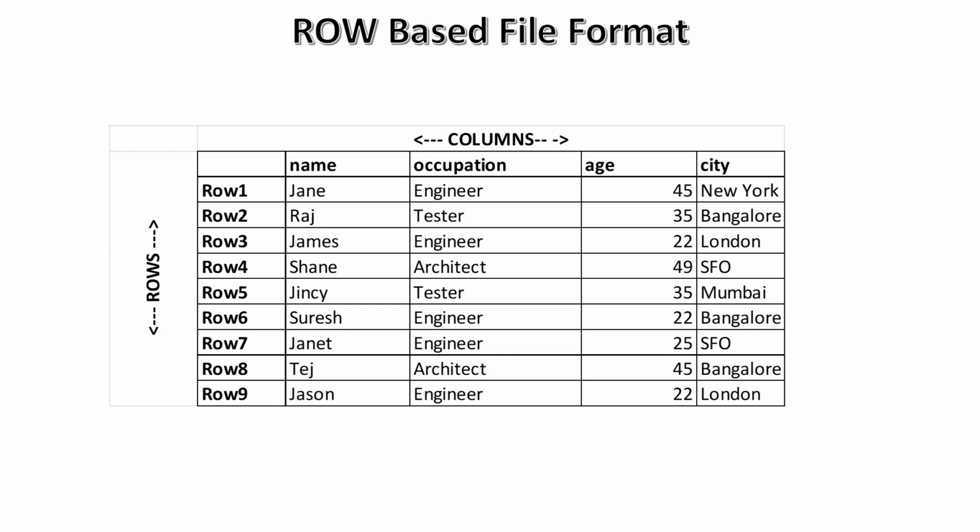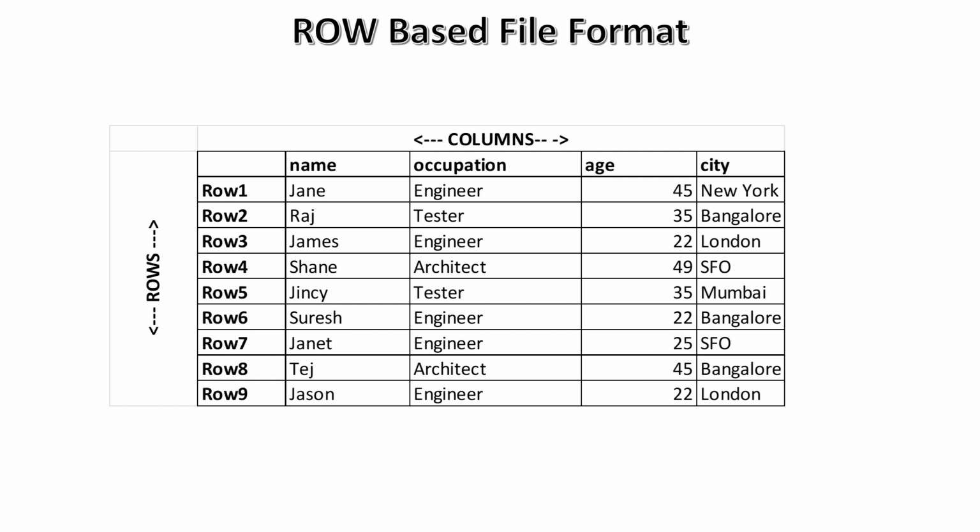Here you can see the row-based file representation of a person entity. Person has name, occupation, age, and city. So each person's name, occupation, age, and city will be written first, then the next person's details. Here Jane's details will be written first, then Raj, James, etc.